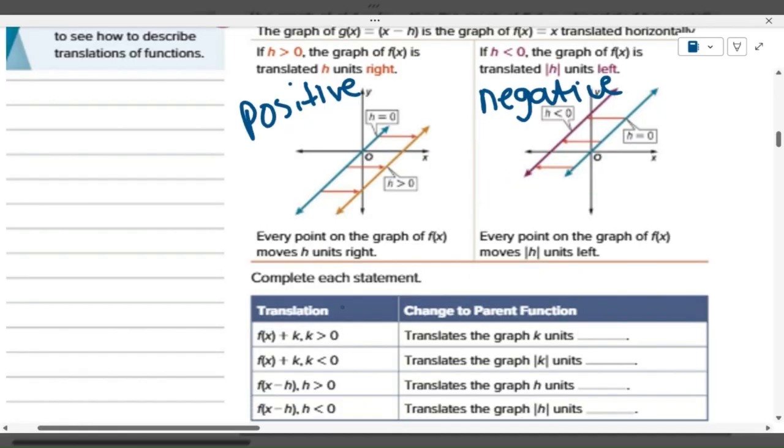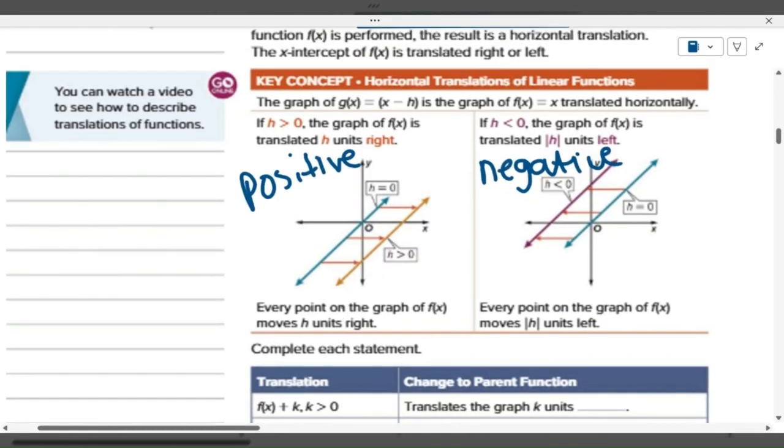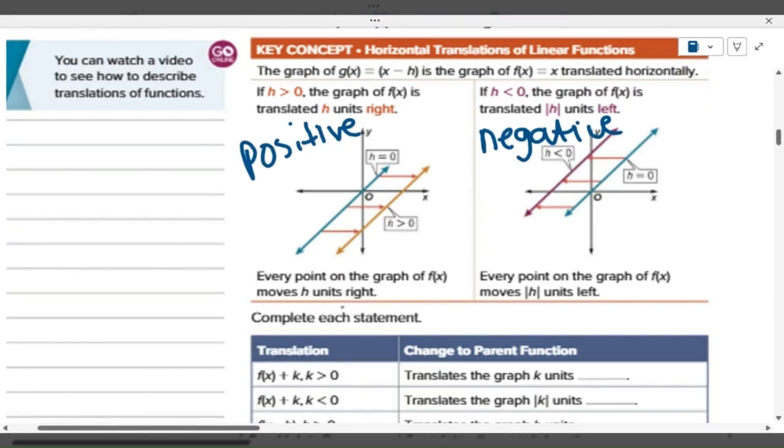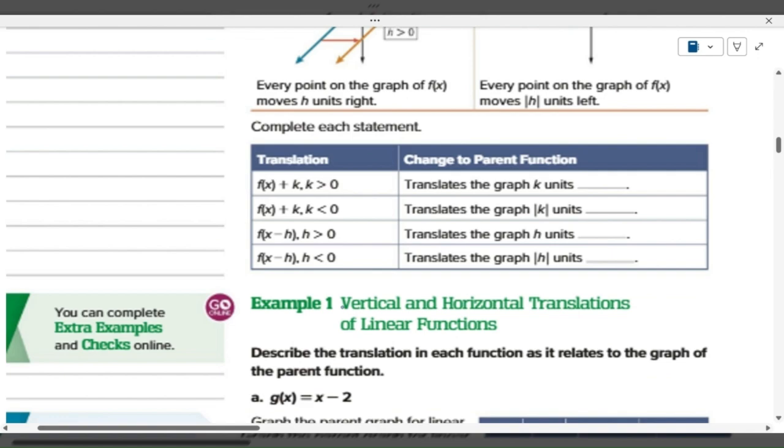So sometimes these graphs are a little hard to interpret or understand. It's better once you actually see an example, which we're about to do. But before we do that, we're going to complete these statements. So these are the general function notations for each type of translation.